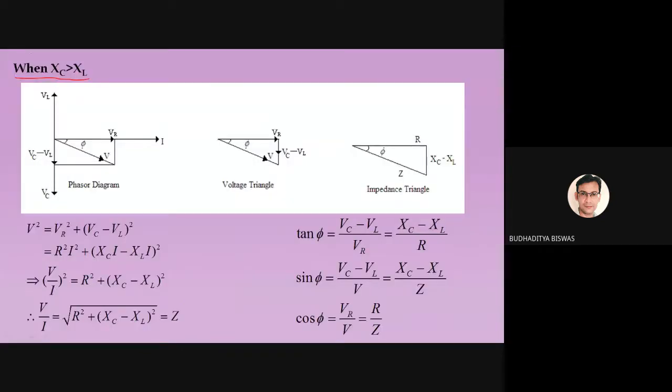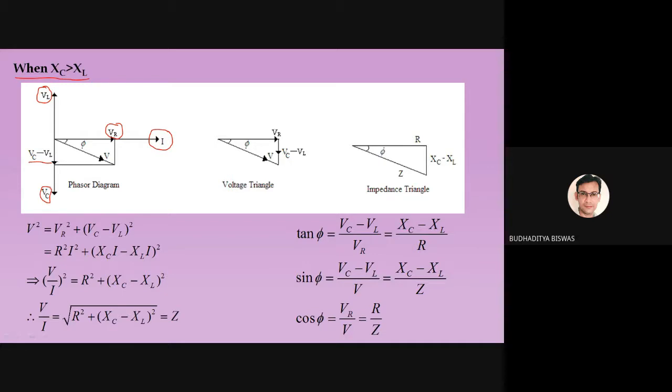So next, see what happens when XC is greater than XL. This thing remains the same. The I axis, the VR, the VL, and this VC, their positions remain the same. Only here we consider that the value of VC is greater than VL. So here we need to do VC minus VL, because we are considering that XC is greater than XL. The same current is passing through both the capacitor and inductor. So if we multiply both sides by I, it becomes I into XC greater than I into XL, and I into XC means VC, I into XL means VL.